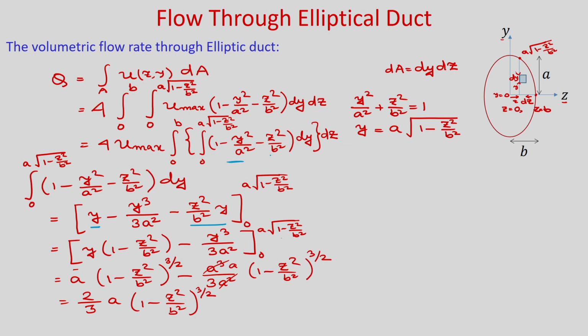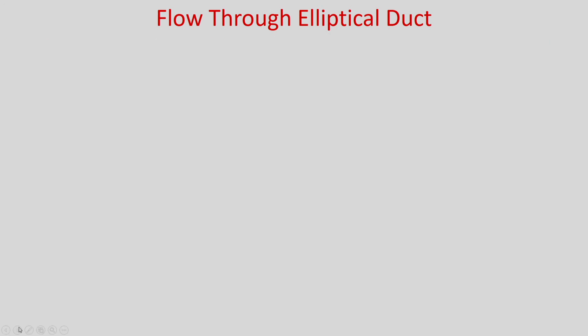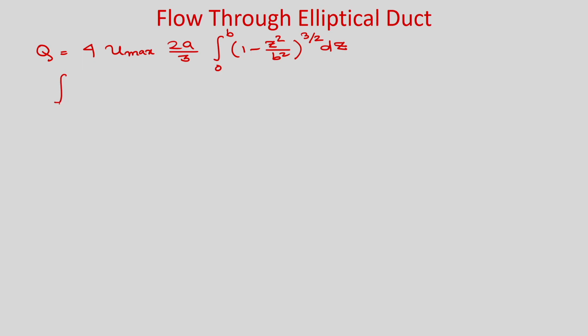So, let us put it here and again integrate it. Now, we got Q as 4 u max times 2 a by 3, integral 0 to b of 1 minus z square by b square to the power 3 by 2 dz. Now, let us integrate this term. Just we will show the derivation. Now, we need to evaluate this term, 0 to b of 1 minus z square by b square to the power 3 by 2 dz.